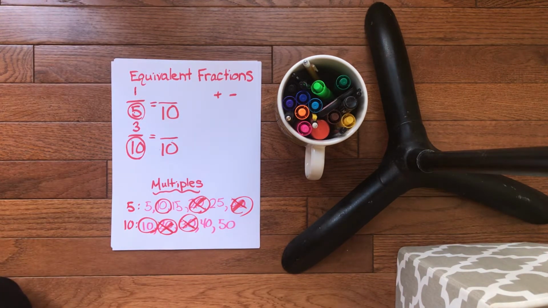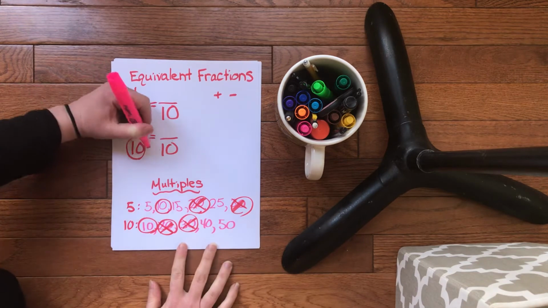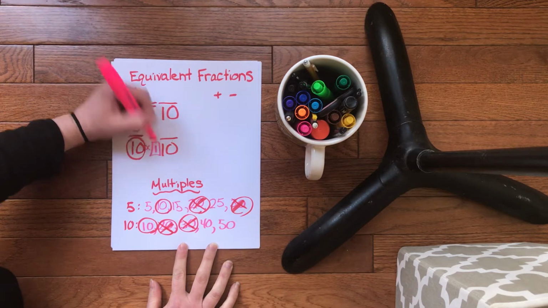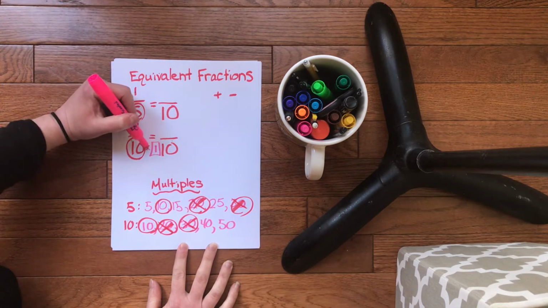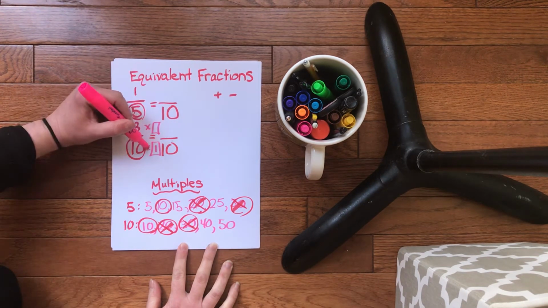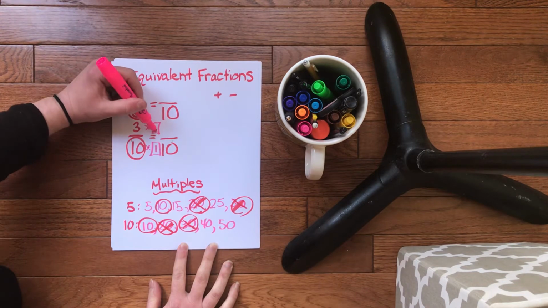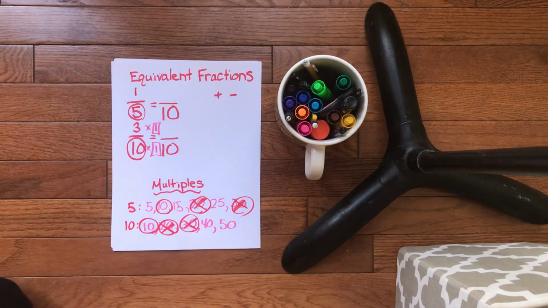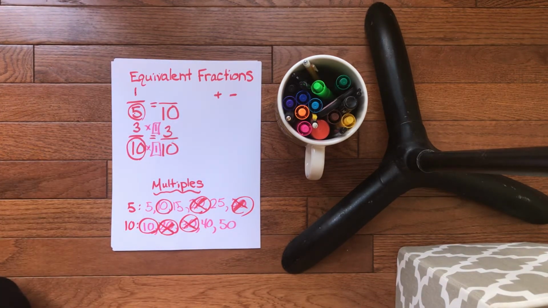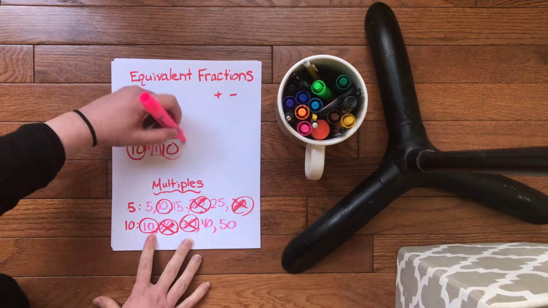Oh, you thought you could try to escape it, but no, you can't. Here I go with my rap again, Mrs. Gordon's crazy jams. In fractions, you don't ever stop. What you do to the bottom, you do to the top. 10 times what equals 10? 10 times 1. In fractions, you don't ever stop. What you do to the bottom, you got to do to the top. I multiplied times 1 down here. Now I'm going to multiply times 1 up here. 3 times 1 is 3.